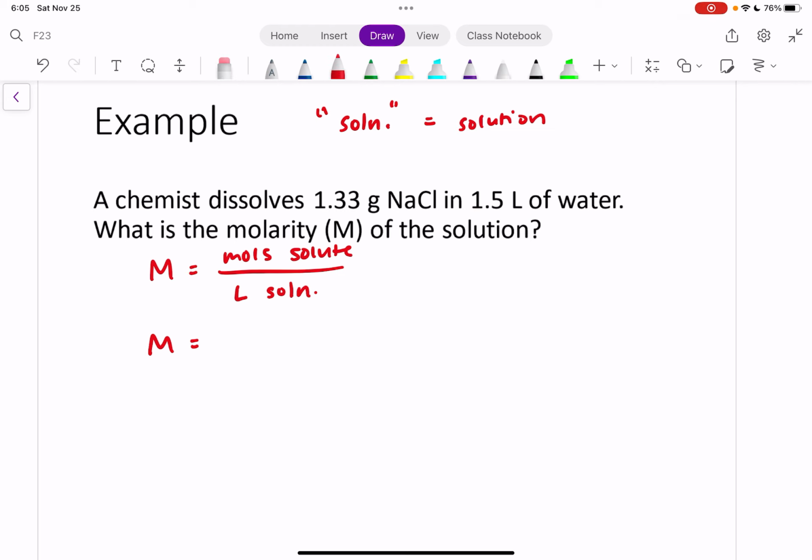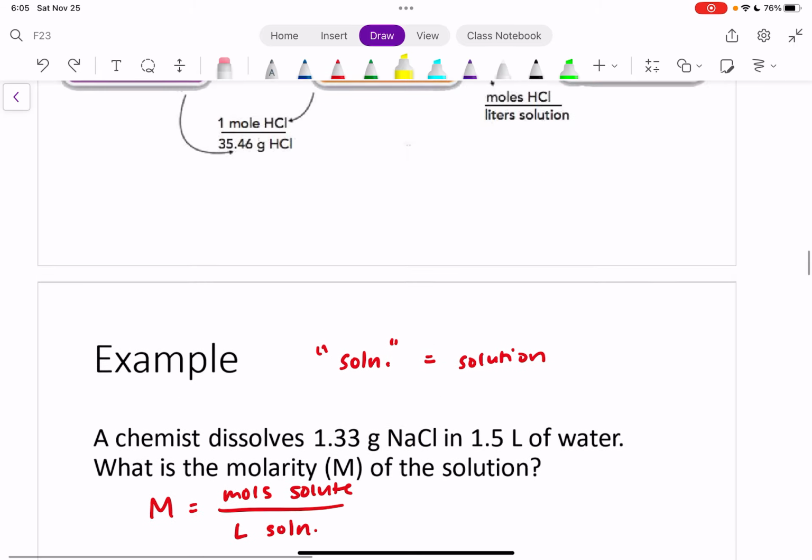So I'm looking at the liters of water, and that's good. We have that part of our equation, right? That's already done. We're in liters. But we don't have our moles of our solute. We have our grams of our solute. So again, we need to use the molar mass. Luckily, we got our molar mass up here.